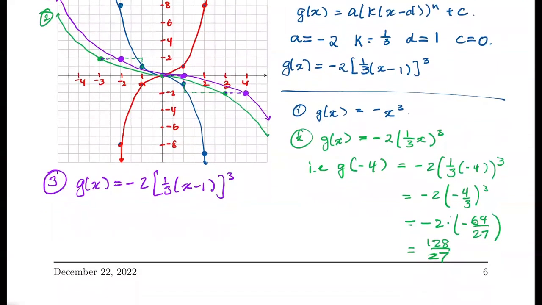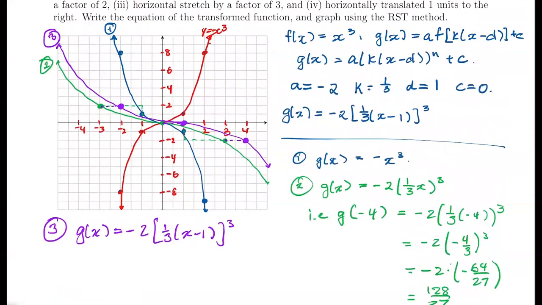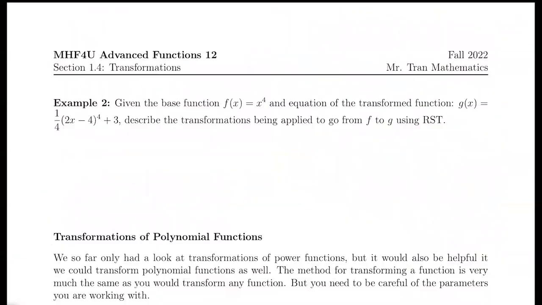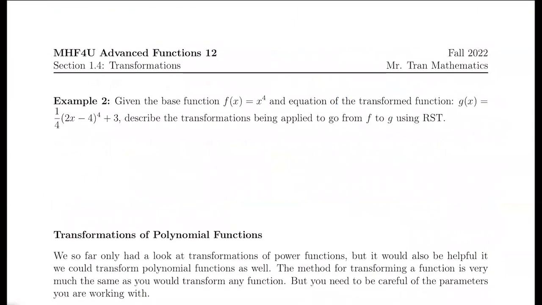Okay, so we had a look at how to use transformations to graph functions. What about describing these transformations? So this example would help you know what is happening to the base function to actually obtain the transform function g of x.